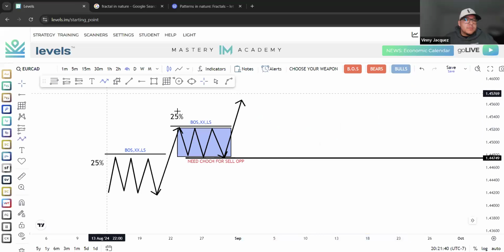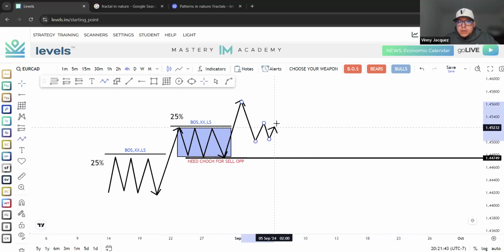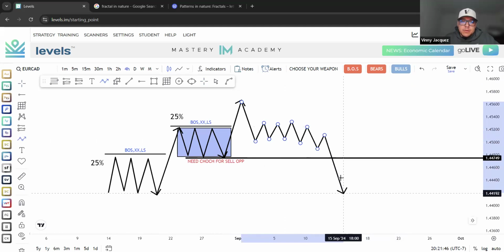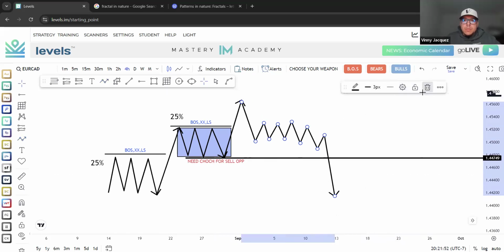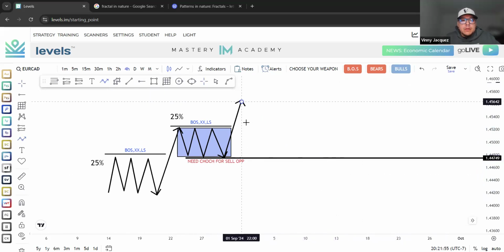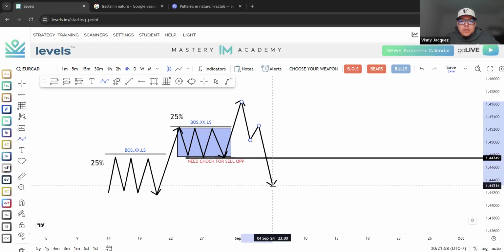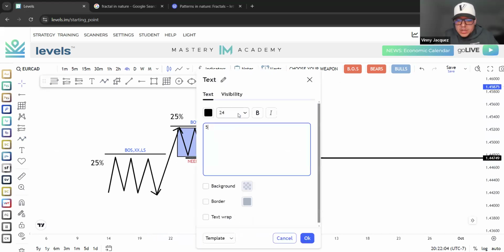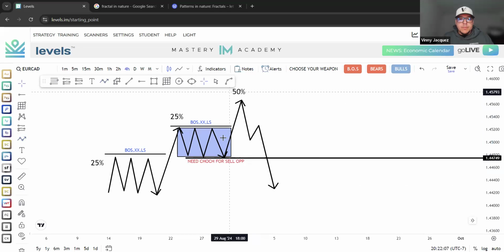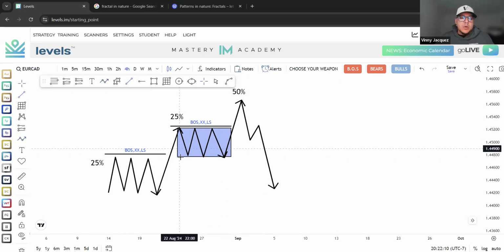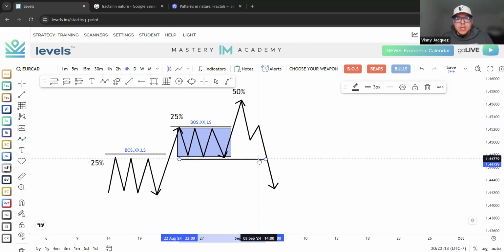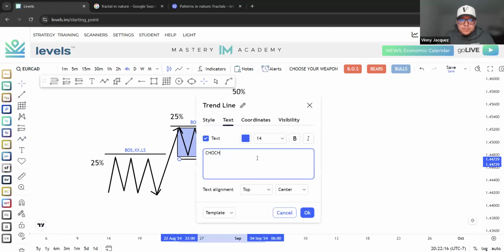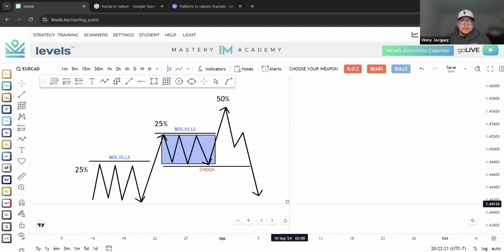If the market does not break and close below this line, we can still go higher. But as soon as we break and close below, we can now start looking for sells. Boom, we get the change of direction. We can now start looking for some sell opportunities. Once we get that change of direction, guys, that now gives us 75% of the head and shoulder pattern. Let's go ahead and adjust 50%. As soon as we get this change of direction, let's clean this up because we know we got that. Let's just confirm. Boom, change of direction. Awesome.